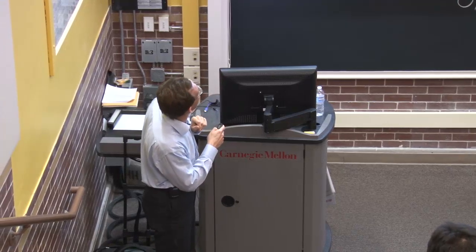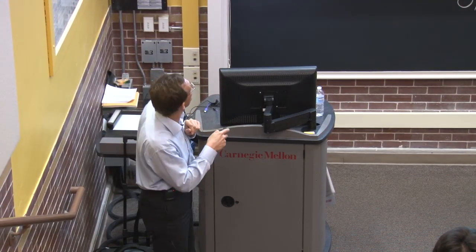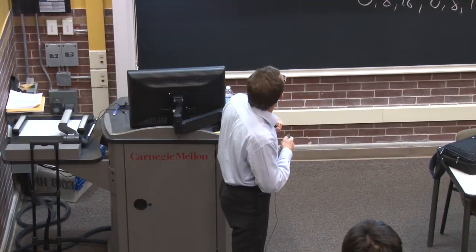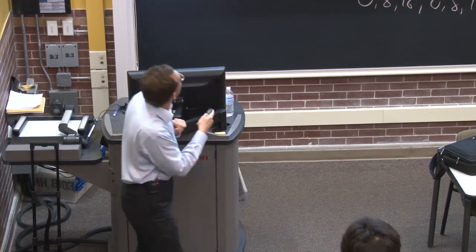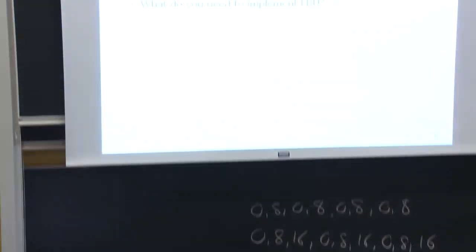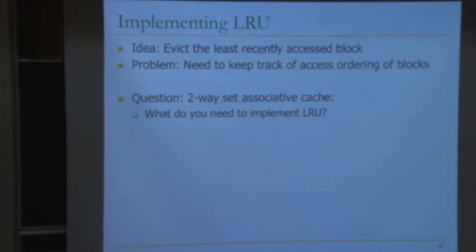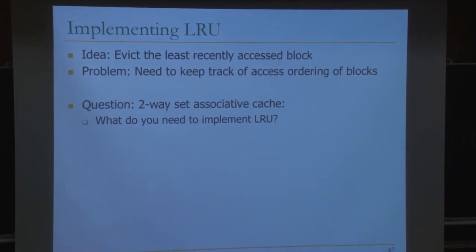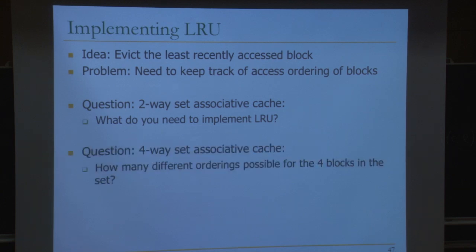Let's look at how to implement the LRU mechanism, because people have been concerned about how to implement LRU, especially when you have large, highly associative caches. The idea is simple: evict the least recently accessed block. The problem is you need to keep track of the access ordering of these blocks. If you have a two-way associative cache, what do you need to implement LRU? It's one bit, right? Yes, as you mentioned. One is enough. Basically, it tells you which way is least recently used. What about a four-way associative cache?